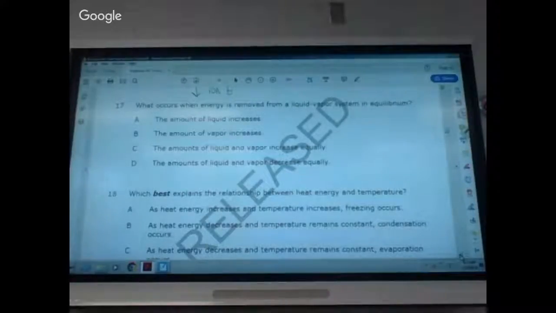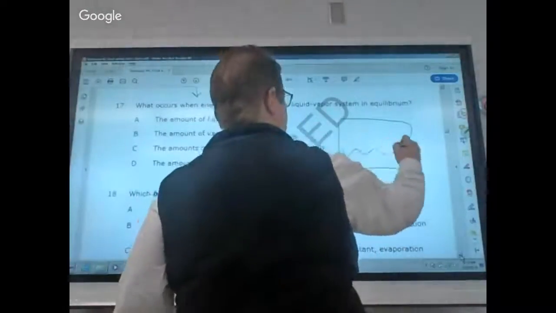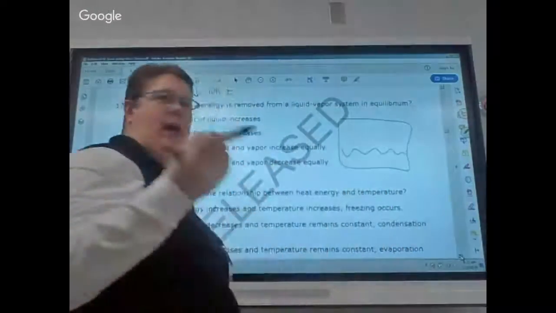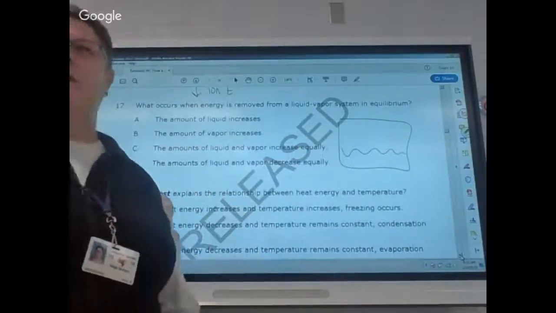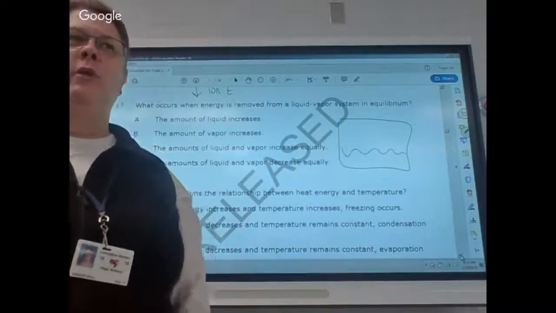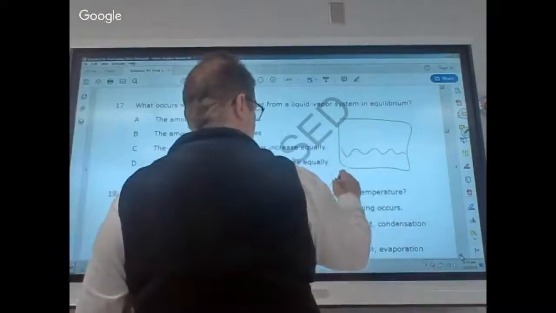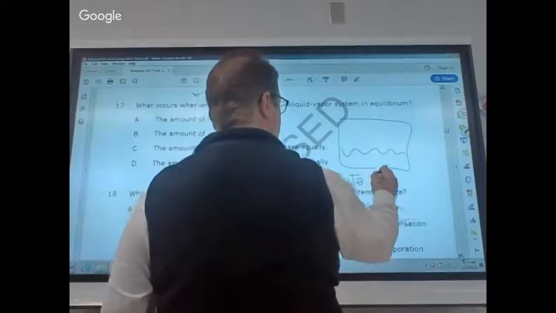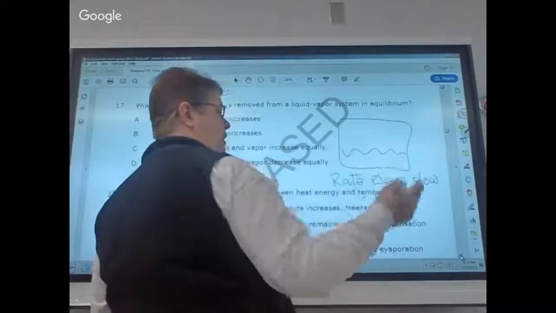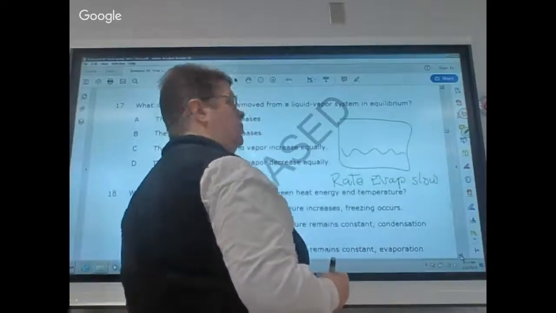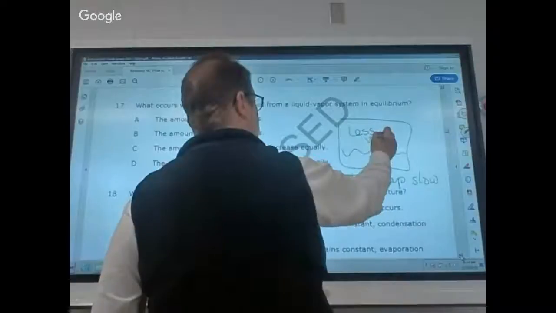All right. So if we remove the energy, we've got a liquid vapor system. What's going to happen to the water? Is the water going to move faster or slower? Slower. So what's going to happen to the rate of evaporation? Rate of evaporation is slower. So if it evaporates slower, what happens to our vapor? Do we have more or less? We have less vapor.